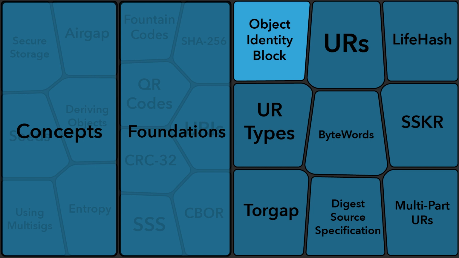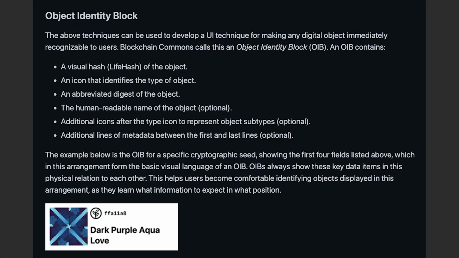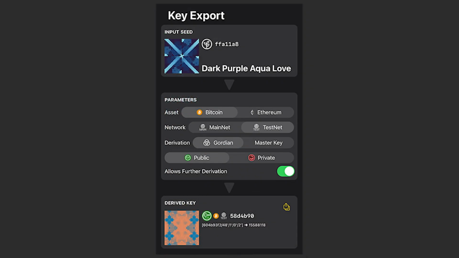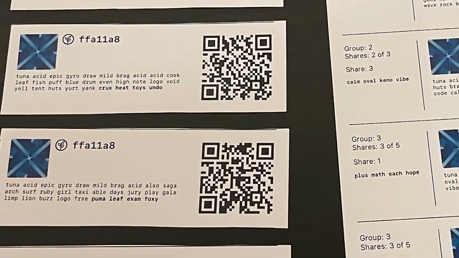While software programs can easily compare SHA-256 digests, humans often need to perform the same task. Blockchain Commons has published guidelines for laying out an object identity block that includes a LifeHash, an abbreviated SHA-256 hash, and other important metadata. We hope the object identity block will become a familiar visual idiom that helps users across the community quickly identify digital objects of all kinds.